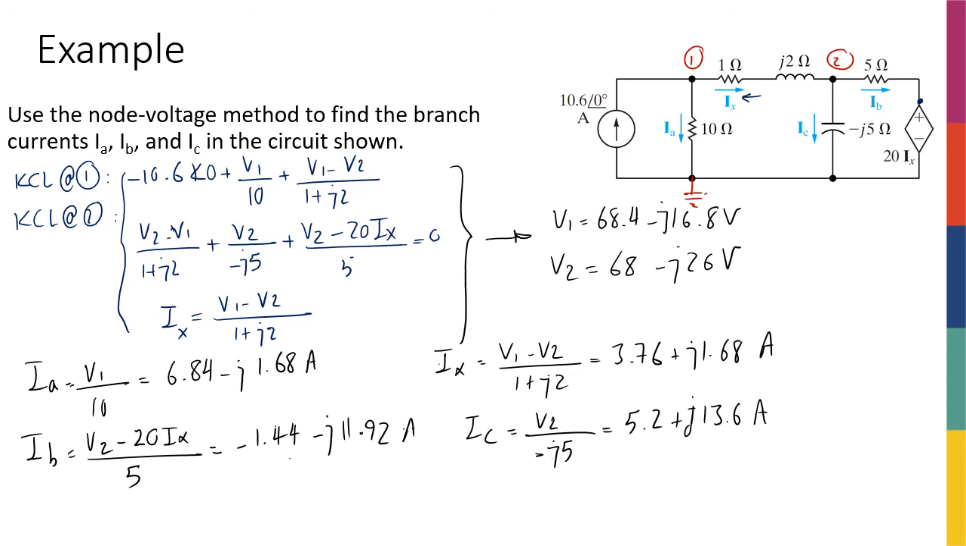Just to check our math, a KCL at this node tells me that the current IA plus Ix should add up to 10.6 with an angle of 0. This is IA, this is Ix. If I look at them, I can see that the imaginary parts are opposite of each other. So when I add IA and Ix, they cancel out. And for the real part, 6.84 plus 3.76, I'm going to get 10.6 on the dot.